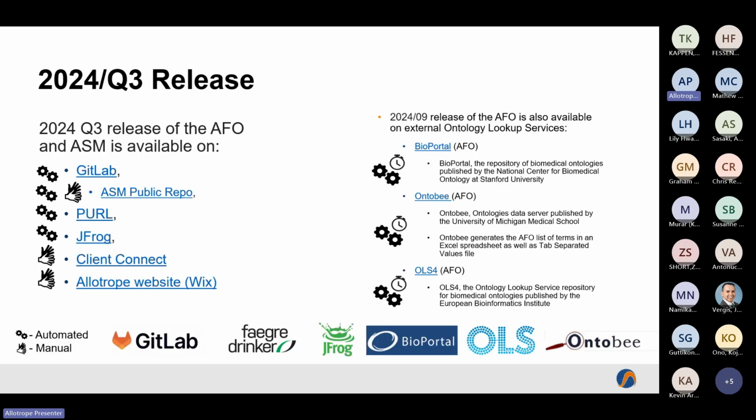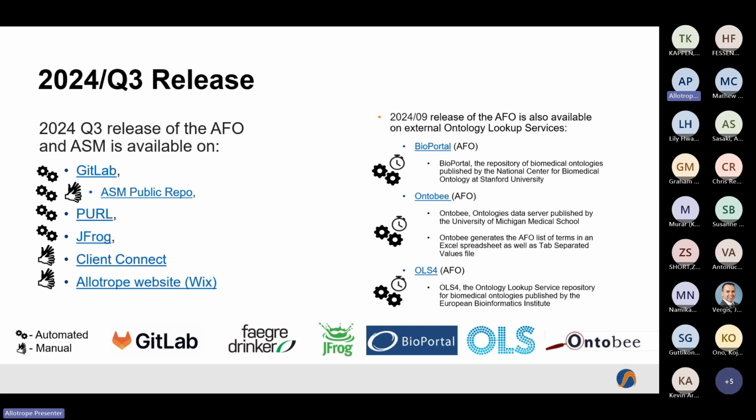So for the Q3 release, we have it available on the usual places, GitLab for both AFO and ASM ADM. The ASM public repo is available for anyone who's not an Allotrope member, so AFO and ASM are both publicly available to the wide world, but the internal development repositories are Allotrope member only. The ASM public repo is where we store the ASMs for the whole world to view.